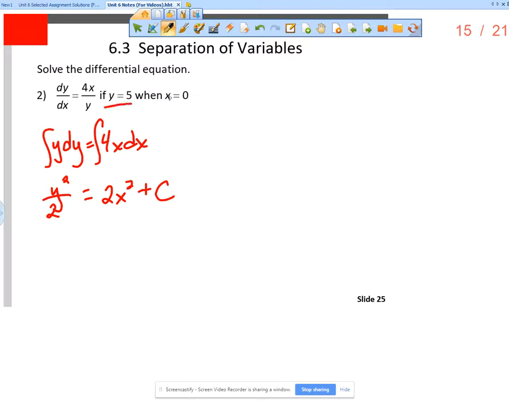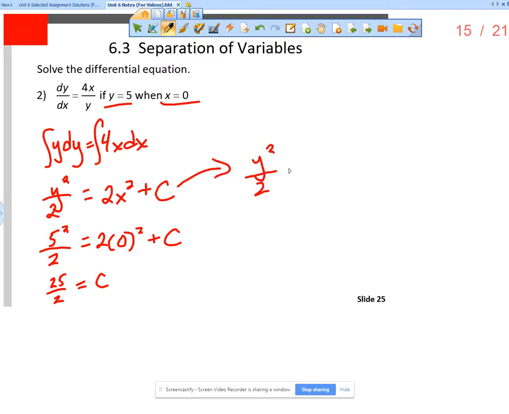All right, so now, in order to find the value of c, y equals 5, x equals 0. So 5 squared over 2 equals 2 times 0 squared plus c. All right, so 5 squared over 2, that'd be 25 halves, equals 2 times 0, that's 0. So c is 25 halves. All right, so that means that y squared over 2 is equal to 2x squared plus 25 halves.